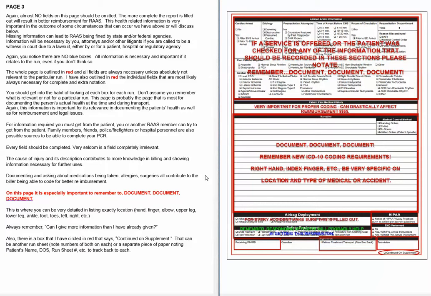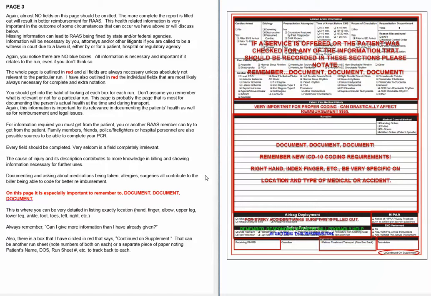If you haven't done so already, I suggest that you look at the other link that I had mentioned in here. It will also explain a little bit more about why this is necessary with ICD-10 coding. Always remember, can you as an EMT give more information than I have already given?